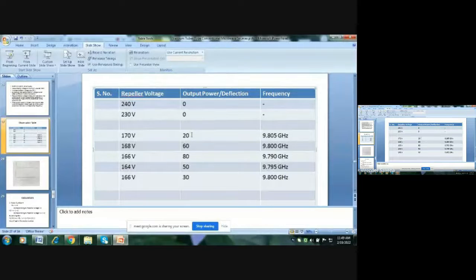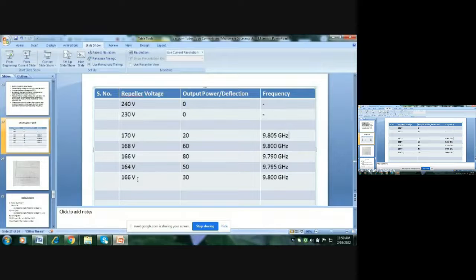And at every voltage, we have to obtain the frequency. There is a variation in frequency due to reflecting voltage. And we'll get different frequencies at different reflector voltage. So by using a direct reading frequency meter or other frequency meter, we have to measure frequency at every beam voltage where we are getting power.